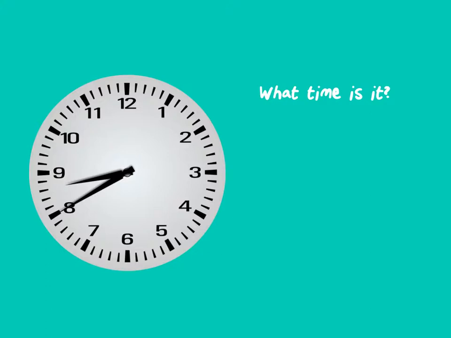So, since the short hand didn't quite get to the 9, it is 8 o'clock. Then starting up here at the top, 5, 10, 15, 20, 25, 30, 35, 40. So since the short hand is just past the 8, but not quite on the 9, it's 8 o'clock. And since the 8 represents 40 minutes, it's 8:40.